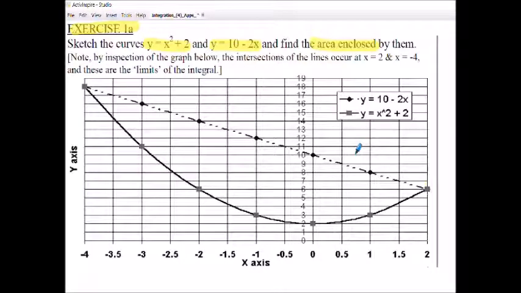Now we can see from the diagram that the limit would be plus 2 on the right hand side, and it would be negative 4 on the left hand side. So we can get the limits just by looking at the diagram here, but in some questions without a diagram you would have to find what the limits are.